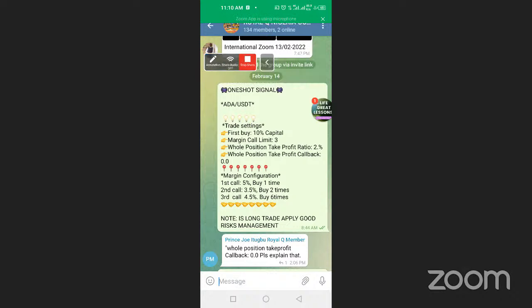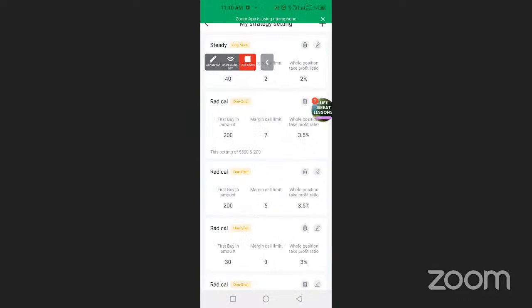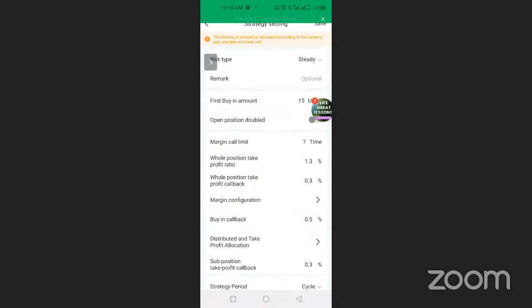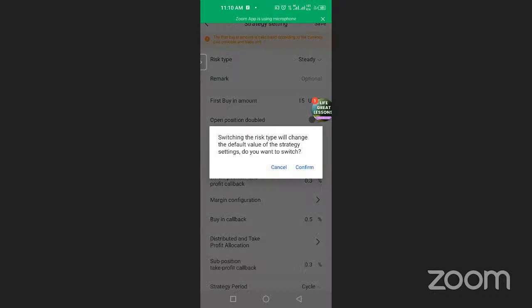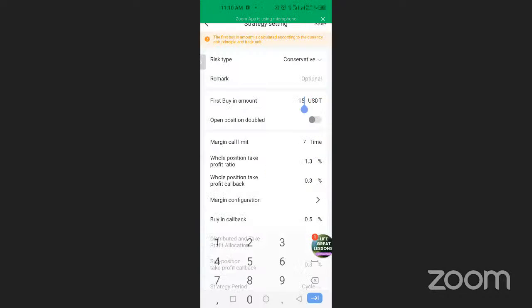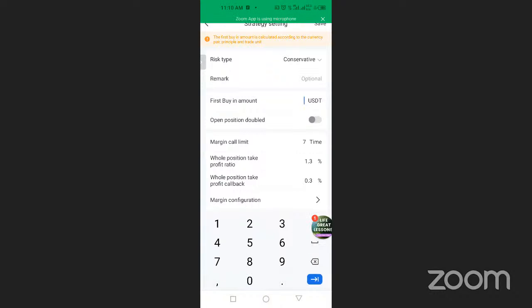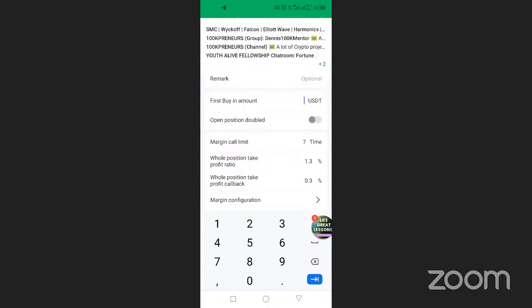What this means is this: if you come to your setting here, sir, let me still do it. Let's assume we want to use a conservative here. Now you say first buy is 10%. This setting can only work with people that have this 3 margin call of this very setting. It can work with a $50 account. You know why? Because 10% of $50 is $5. There is no trade that will pick at $5. The minimum is $10. So it can work with a $50 account. You understand? Okay.